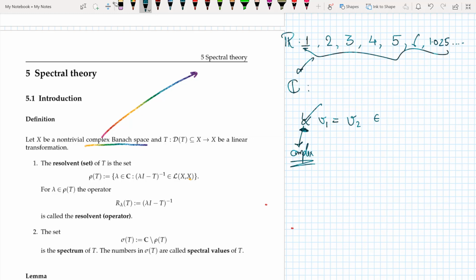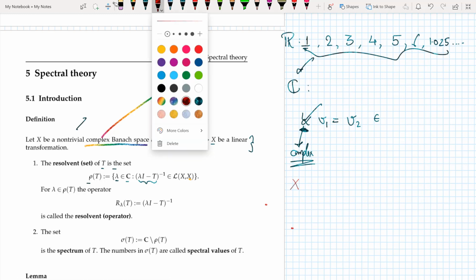So I have X, which is my non-trivial complex Banach space. Non-trivial just means it's not 0. And I have T, which is defined from D(T), a closed subset or a subspace of X, to X, and this is a linear transformation. So the resolvent set of T is the set. What is the resolvent set? It's the set of all lambdas belonging to C such that (lambda I minus T) inverse is an operator from X to X.